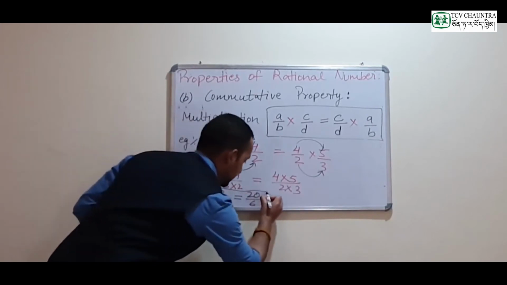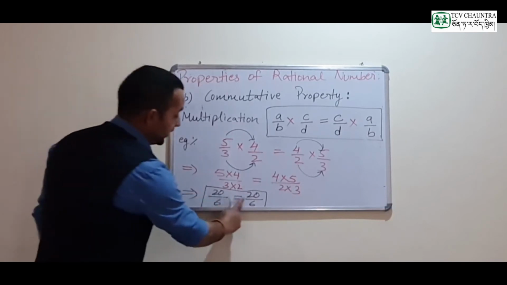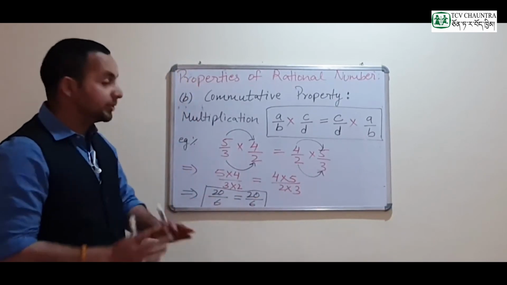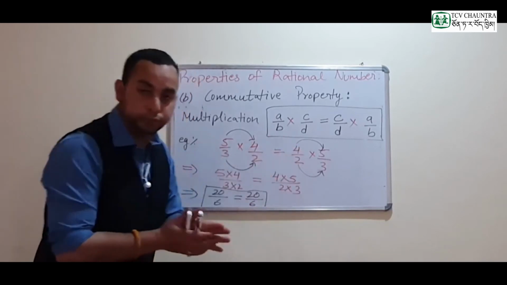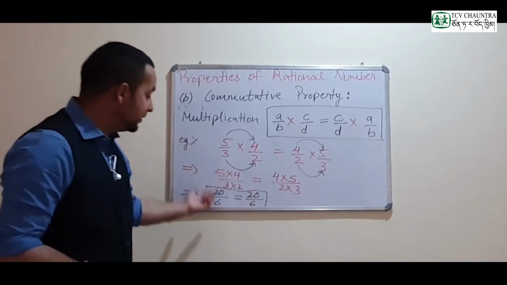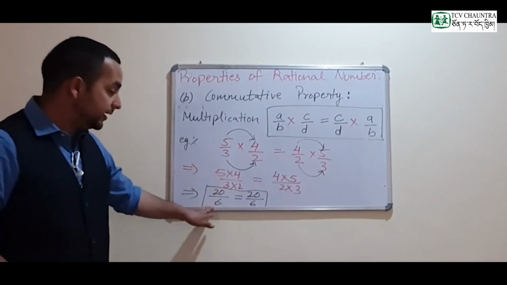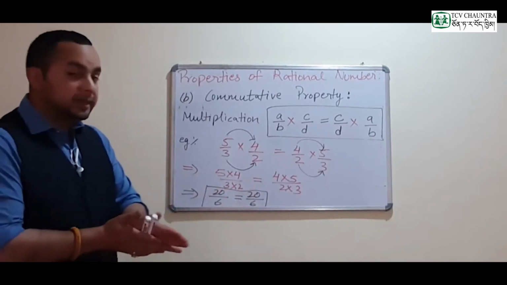Again, see, on your left hand side it's 20 upon 6. On your right hand side it's 20 upon 6. When we take an example and verify these two, our product is the same. On the left hand side it's 20 upon 6, right hand side 20 upon 6.